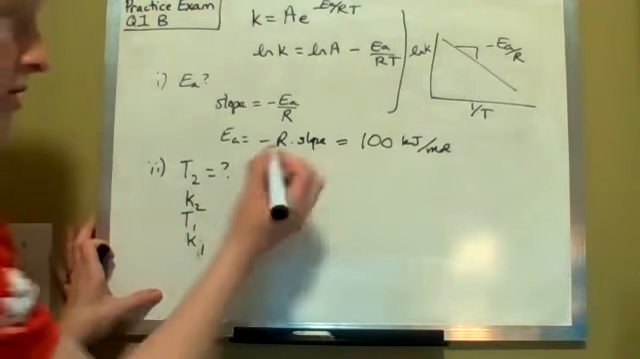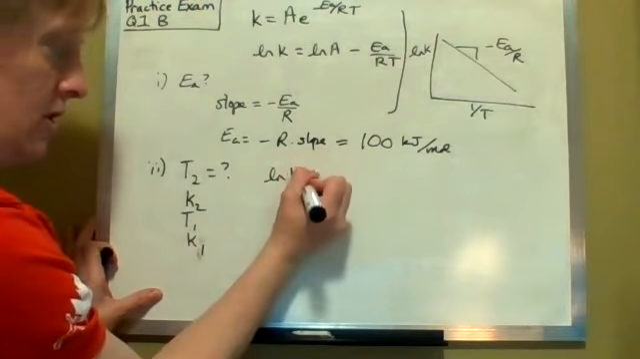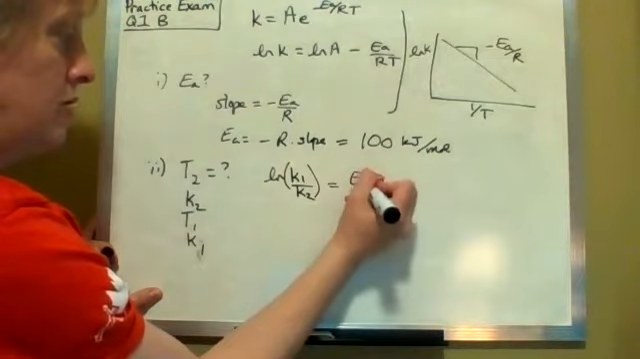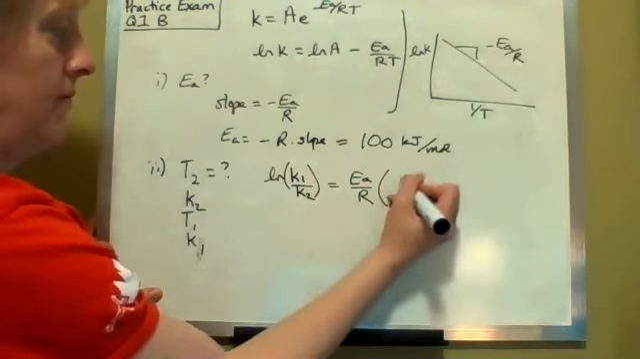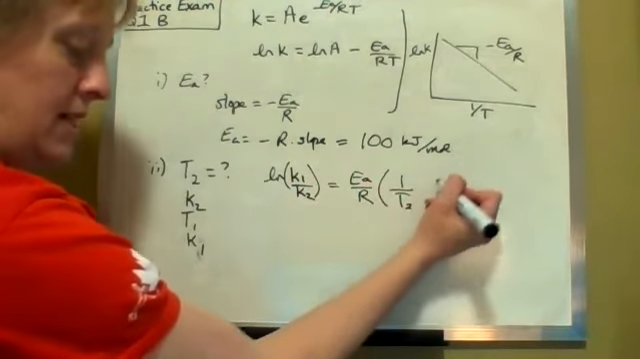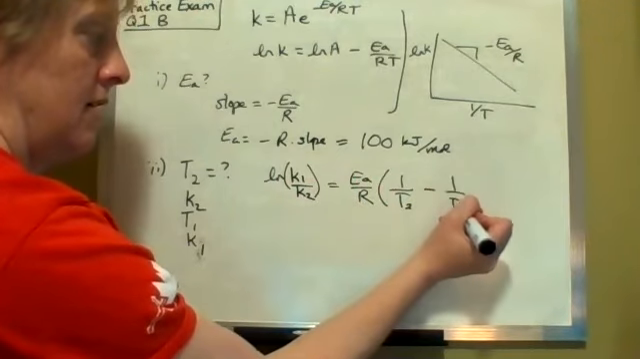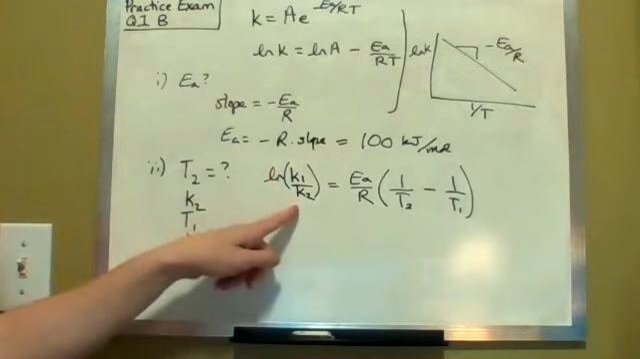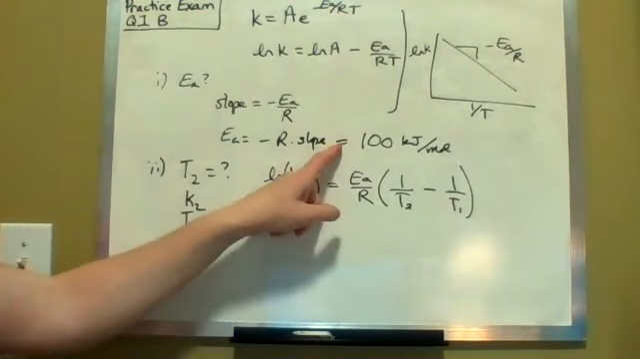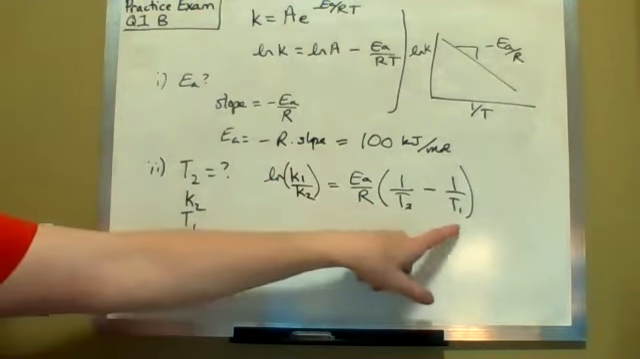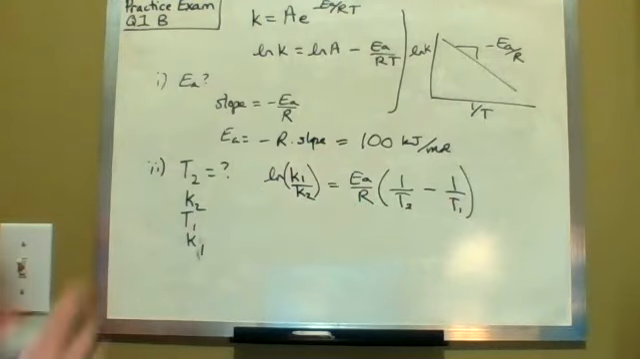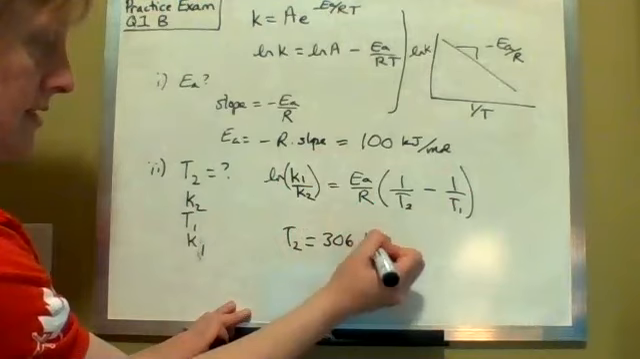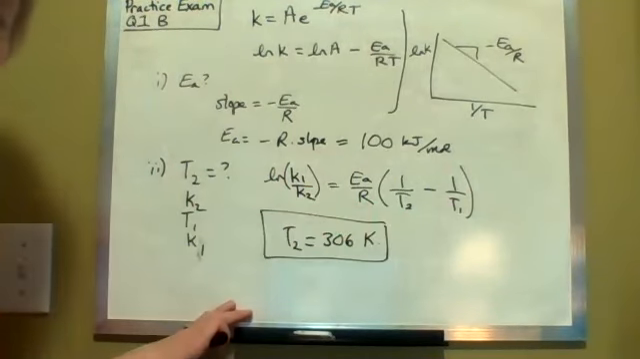Now, if you remember back to your equations, if you use the equation ln K1 over K2 is equal to Ea over R times 1 over T2 minus 1 over T1. So you know K1 and K2, you know Ea, you got it from up here using the slope. You know T1, you just need to solve for T2. And going through this and solving for T2, you should end up with a value of about 306 Kelvin. And that's it.